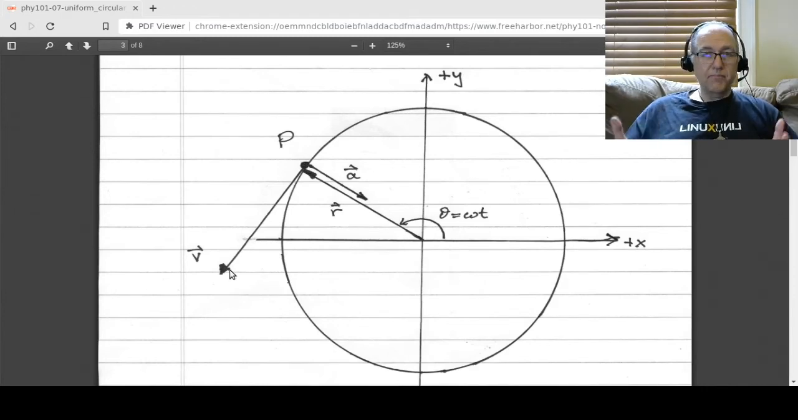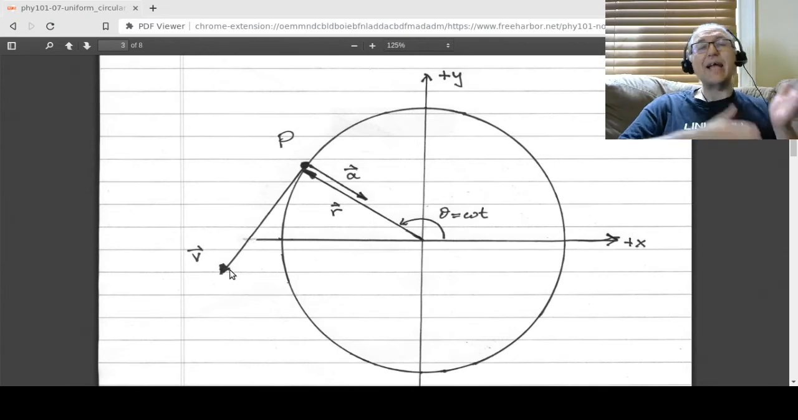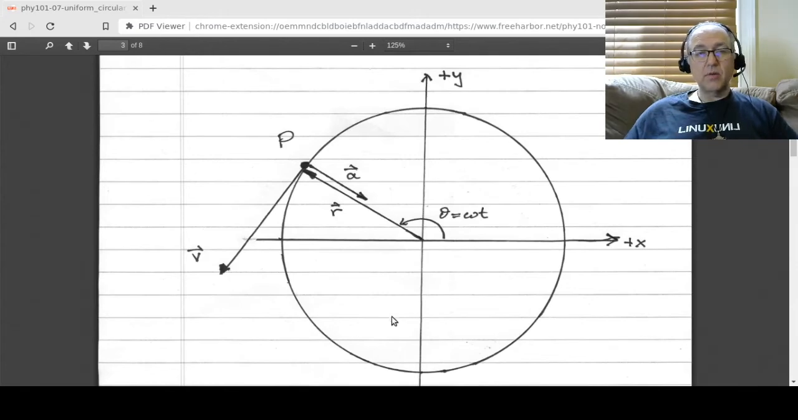Okay, so you've got an idea of the velocity, and then there's the acceleration. In what direction is the acceleration? Turns out that the acceleration is in the exact opposite direction to the position. So the position points from the origin out to the point P. The acceleration points from the point P into the origin. And that's why this acceleration is usually called centripetal acceleration.